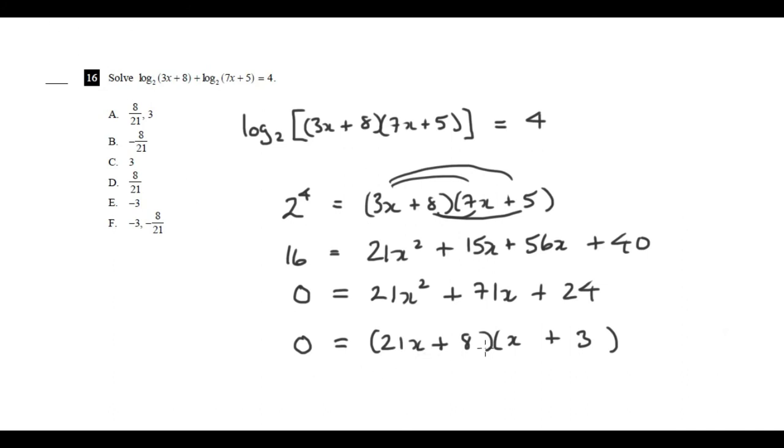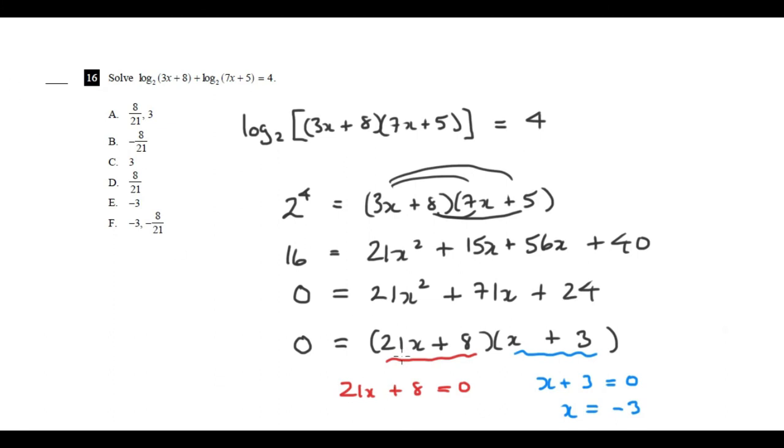So now, zero product property. What makes 21x? I guess we can color code that. What makes 21x plus 8 equal to 0? Well, of course, solve this little linear equation. And then the other potential solution is what makes x plus 3 equal to 0. Well, that one's pretty easy to solve right away. That's x equals negative 3.